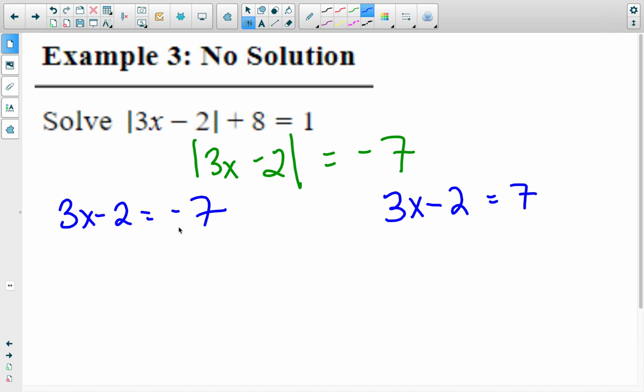When we solve for x on the left side, so in the case where it's equal to -7, we're going to get that x is equal to -3. If we add 2, excuse me, I'm ahead of myself, it's going to be -5/3.